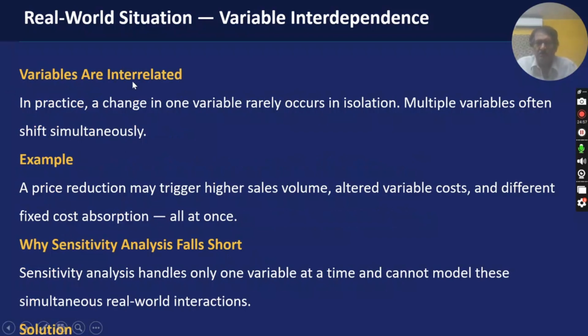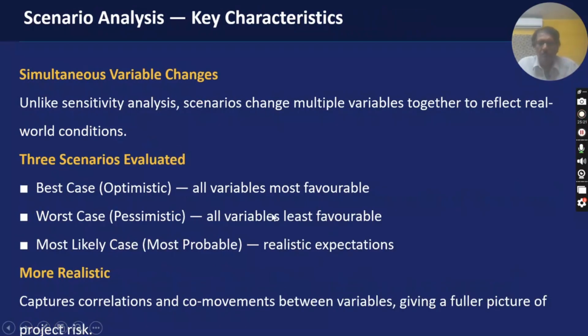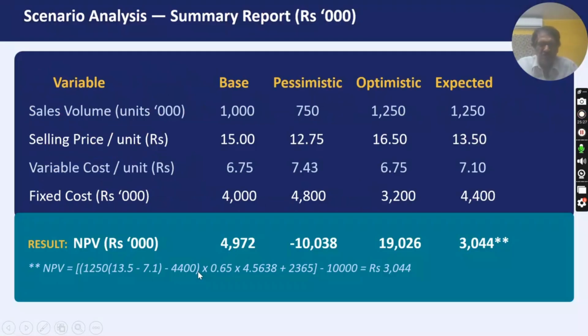The variables are interrelated in the real world. That's why it is done. Example, a price reduction may trigger a higher sales volume, altered variable cost and different fixed cost absorption, everything. Why does sensitivity analysis fall short? Sensitivity analysis handles only one variable at a time. Now simultaneous variable changes, best case, worst case, and most likely cases, are more realistic.